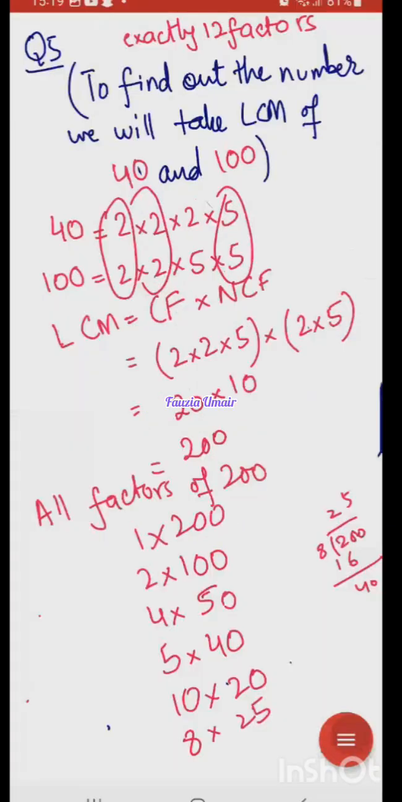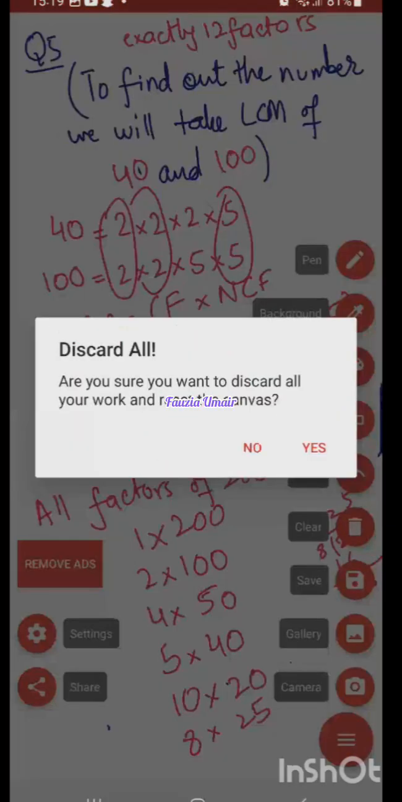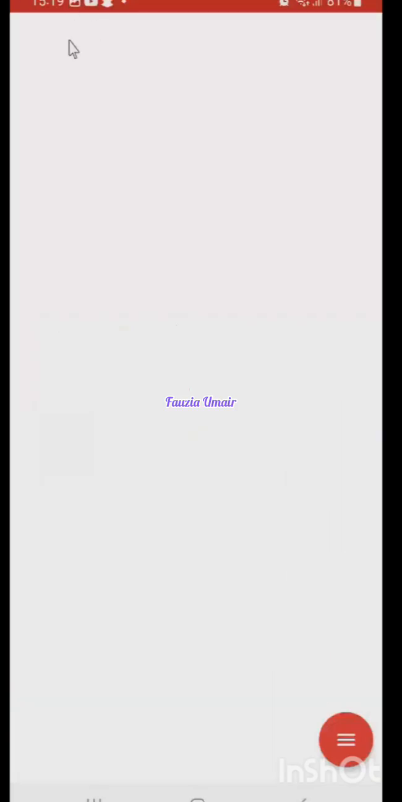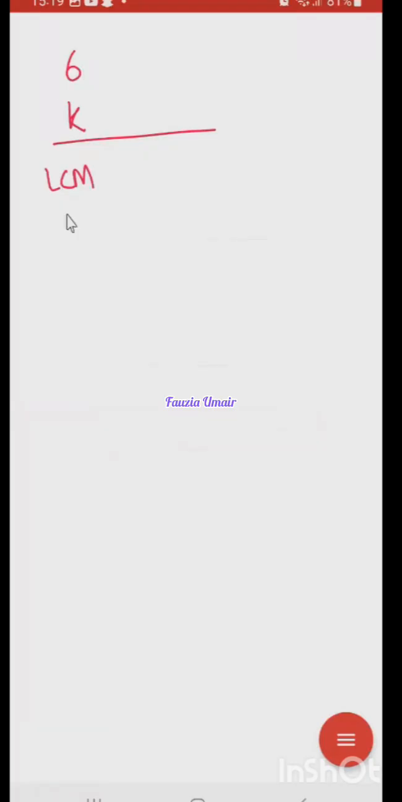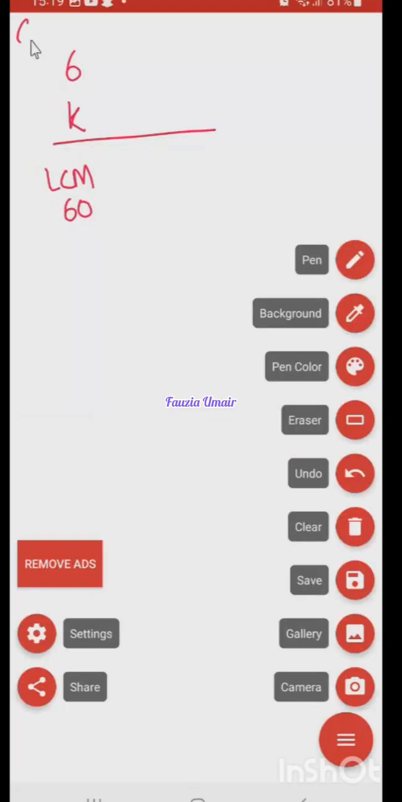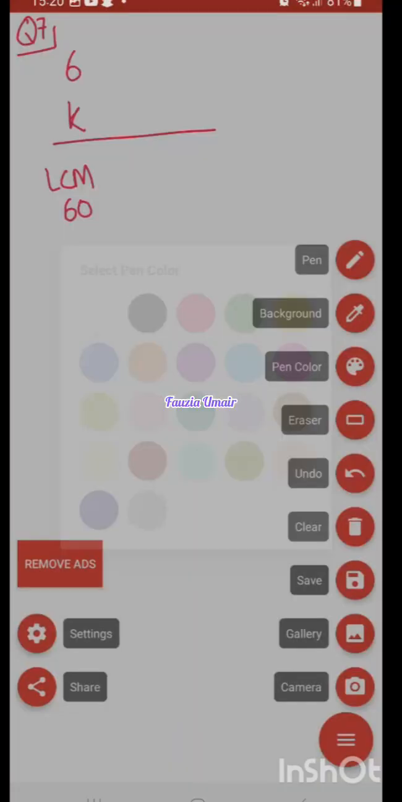Because this time we don't know the second number but we know the LCM. ठीक है, we don't know what is k, लेकिन हमें इन दोनों का LCM पता है और that LCM is 60. हमें ये पता है कि दो नंबर्स हैं, इनका LCM 60 है. So in the first step, we will do prime factorization, and then we will find out k, what should be the value of k so that LCM is 60.